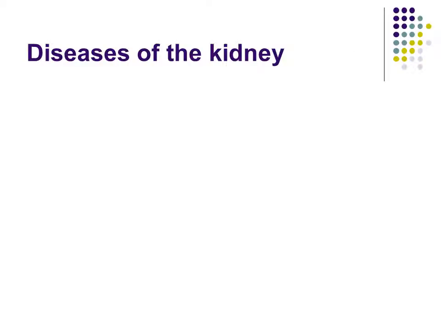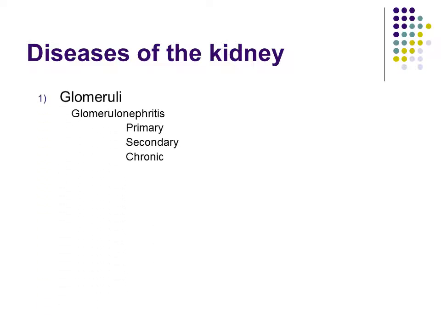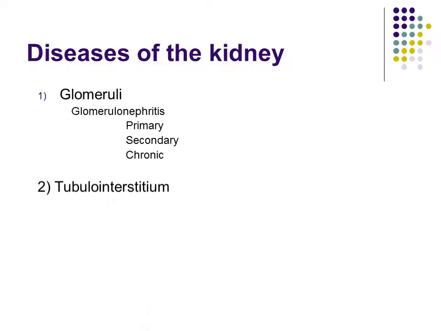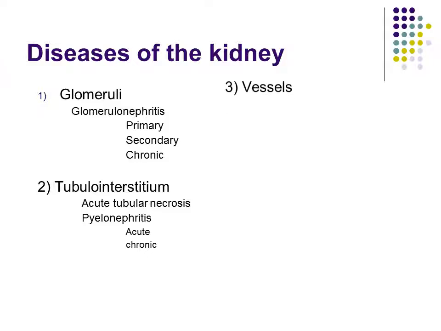and nephritic syndrome. The disease of kidney can be better understood with its parts. As you know, nephron is the functional unit of kidney, which consists of glomerulus. So inflammation of glomerulus is glomerulonephritis, which could be primary, secondary, or it could be chronic glomerulonephritis. The tubules and interstitium of the nephron can show different diseases like acute tubular necrosis, and there could be acute or chronic pyelonephritis. The third component is vessels.